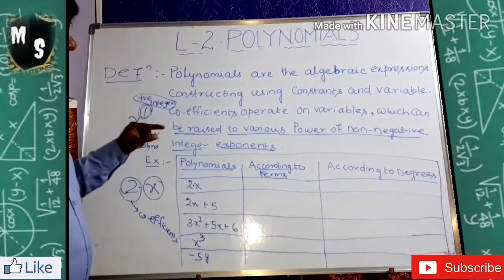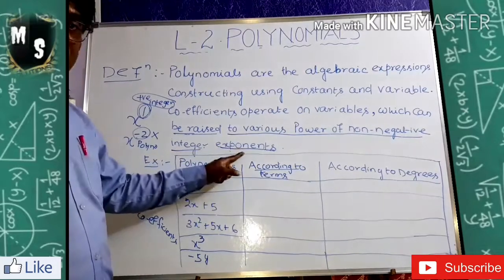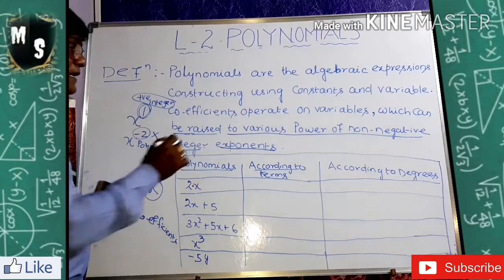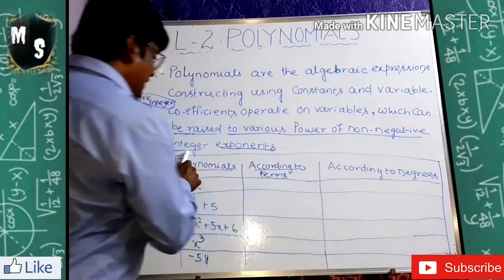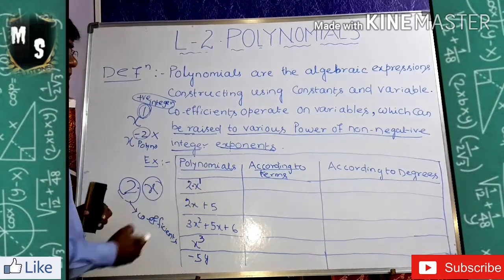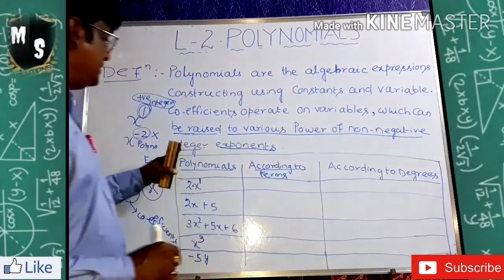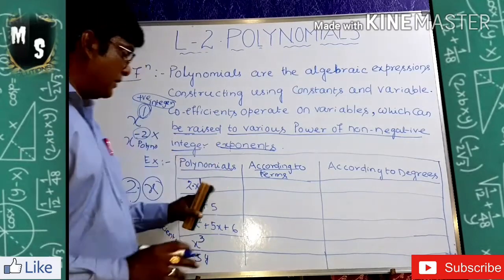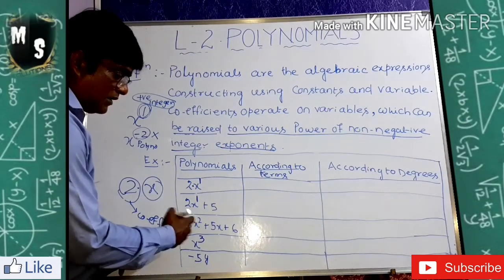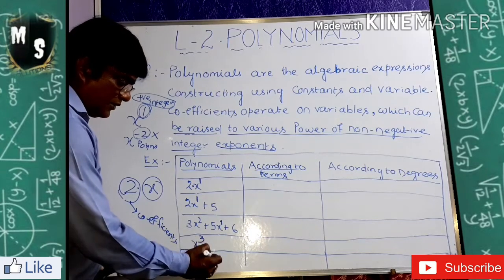Which can be raised to various powers of non-negative integer exponent. Which can be raised? The variable can be raised to a non-negative integer exponent. Non-negative integer means positive. I can write x to the power 1. So 1 is called a non-negative integer exponent. Exponent means power. So x power is 1 here. Here x power is 2, here x power is 1. Here you see x to the power 3. Here you see y, to the power nothing is there, which is 1.